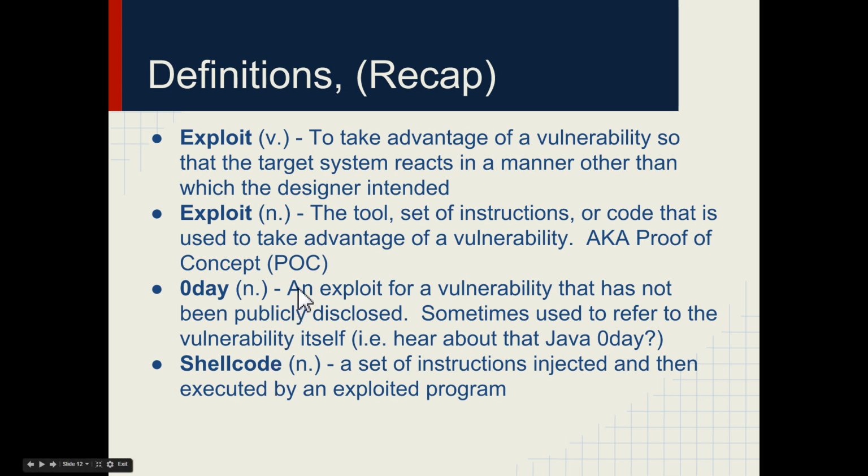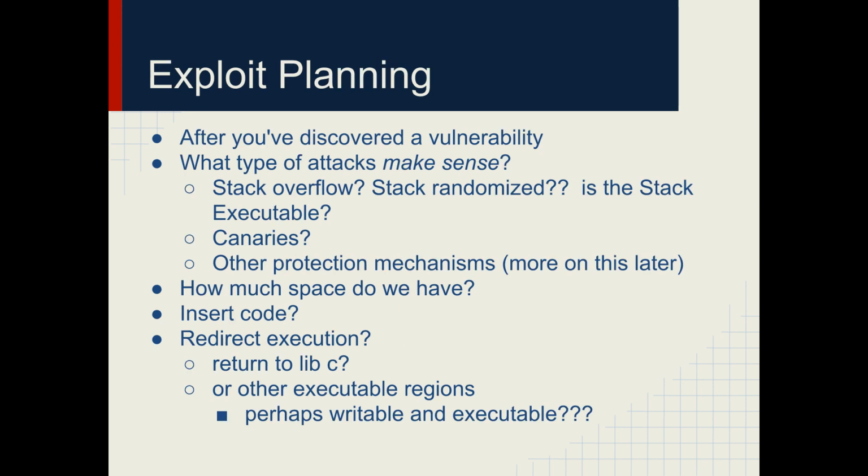A zero day, as we know, is an exploit for a vulnerability that has not been publicly disclosed. It's privately known to a few. Sometimes it is used to refer to the vulnerability itself or the bug itself. Sometimes it's used improperly to describe a bug that may not be a vulnerability as well. Shellcode is a set of instructions that is to be injected and then executed by an exploited program in an exploit. It is often the payload itself, if not an intermediate payload, or a stage 1, stage 2 payload. We'll cover those.